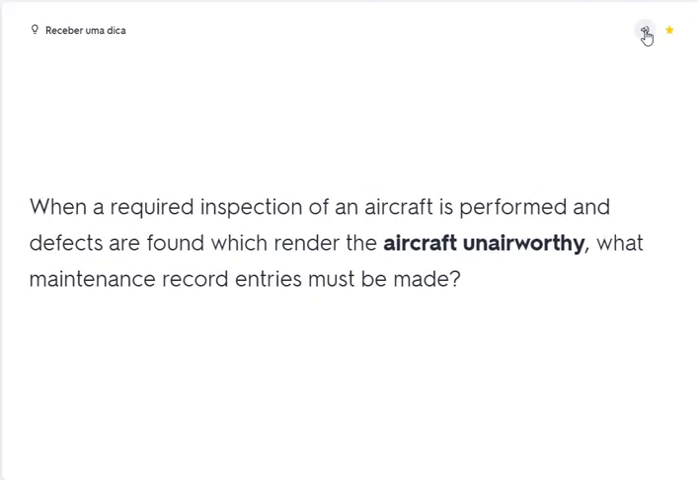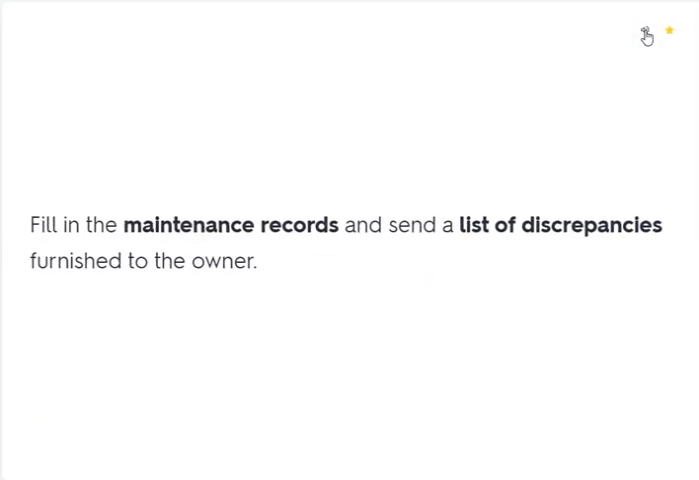When a required inspection of an aircraft is performed and defects are found which render the aircraft unairworthy, what maintenance record entries must be made? Fill in the maintenance records and send a list of discrepancies furnished to the owner.